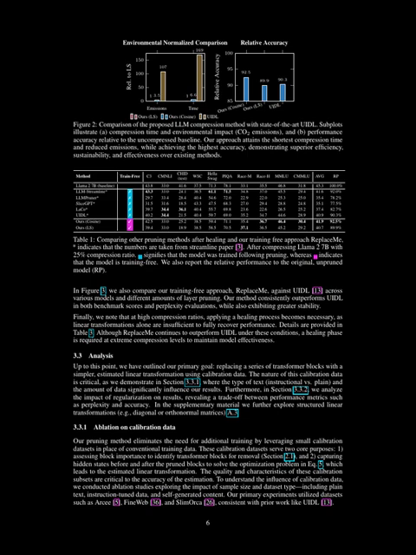3.3 Analysis. Up to this point, we have outlined our primary goal: replacing a series of transformer blocks with a simpler estimated linear transformation using calibration data. The nature of this calibration data is critical, as we demonstrated in section 3.3.1, where the type of fixed instructional versus plain data and the amount of data significantly influence our results.